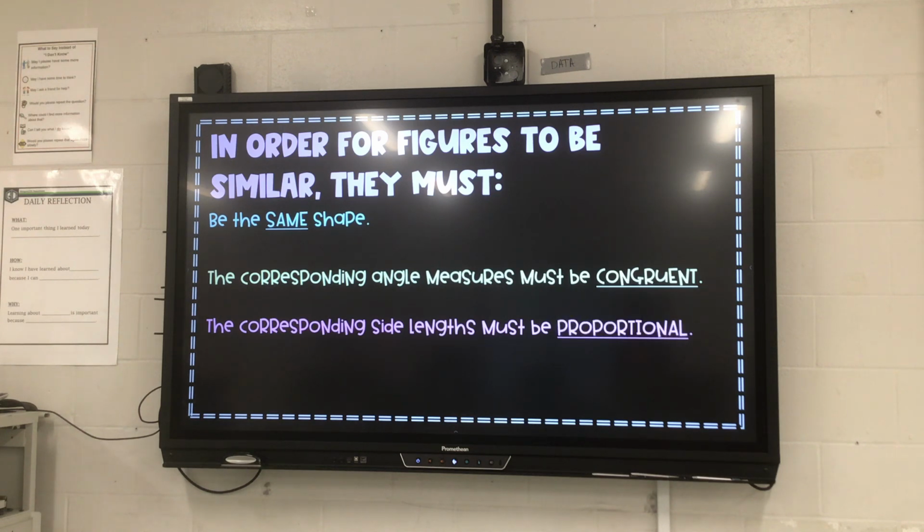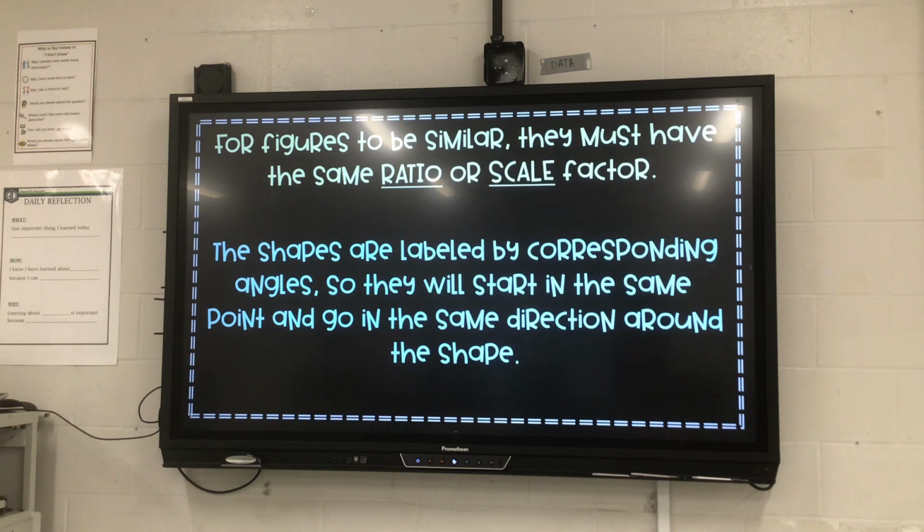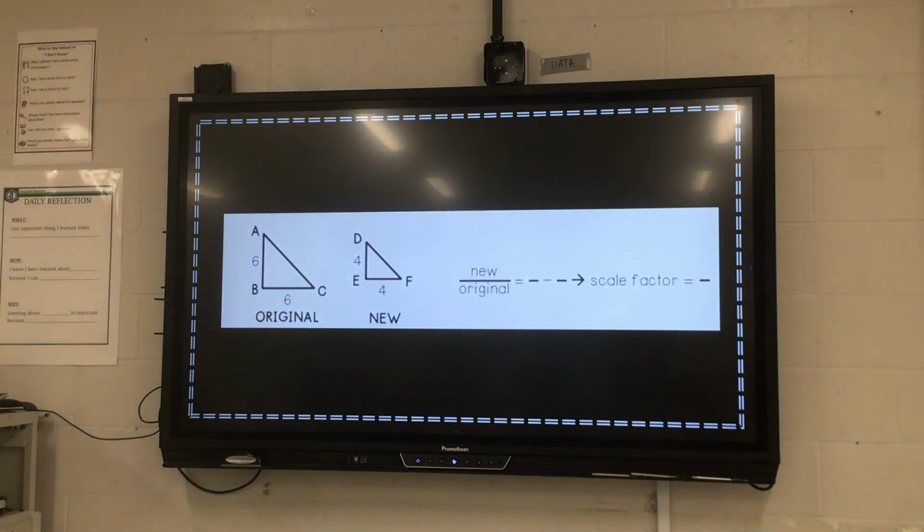Okay. So to be similar figures, they have to be the same shape. Their angles must be congruent, and their side lengths must be proportional. Okay. For figures to be similar, they must have the same ratio or scale factor. The shapes are labeled by corresponding angles, so they will start in the same point and go in the same direction around the shape. Okay.